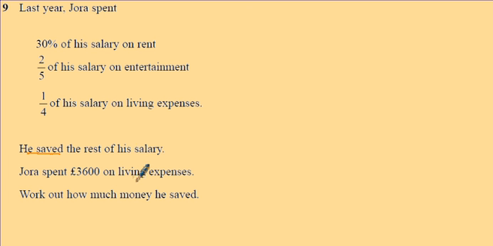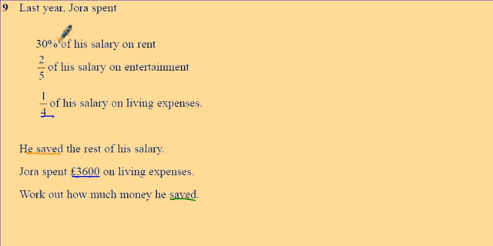We know how much money accounts for living expenses, so we know that this 3,600 accounts for a quarter of his whole salary. The thing that we're interested in is how much money was saved. So we need to find this amount. So to start with, we need to work out how much of his salary is spent already. And that is going to involve working out in total how much we've got here.